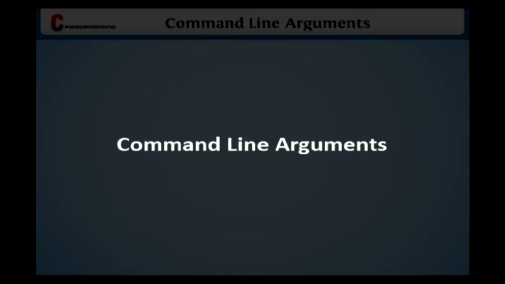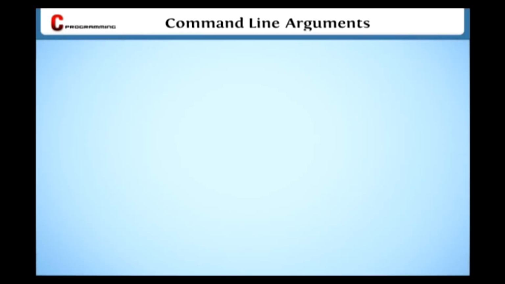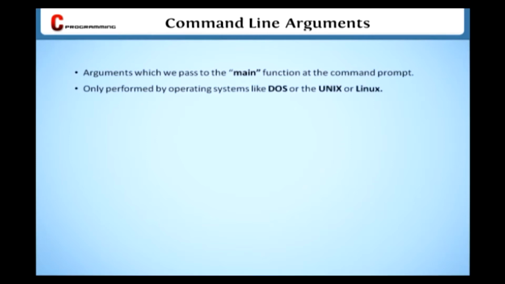Command line arguments. In this lesson, we will discuss a new concept called command line arguments. The arguments which we pass to the main function at the command prompt are called command line arguments. But the command line arguments can only be performed by operating systems like DOS, or the Unix or Linux, and passed inside to the program of the operating system. When the arguments are passed by the command line, they will be received by the main function.